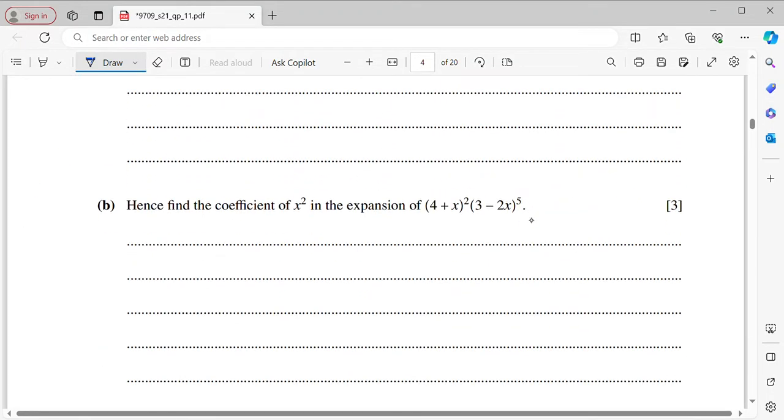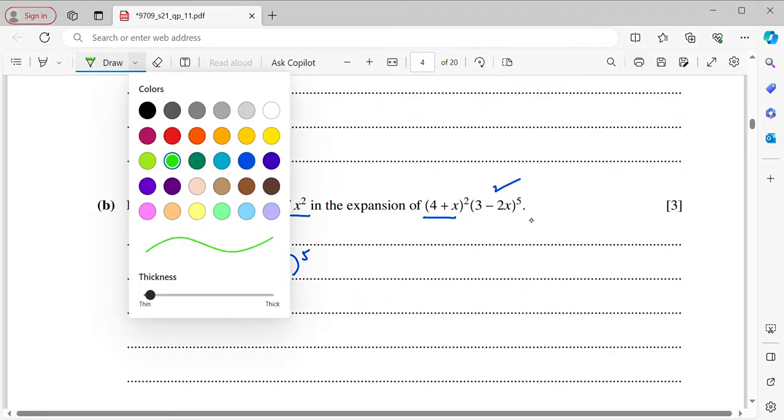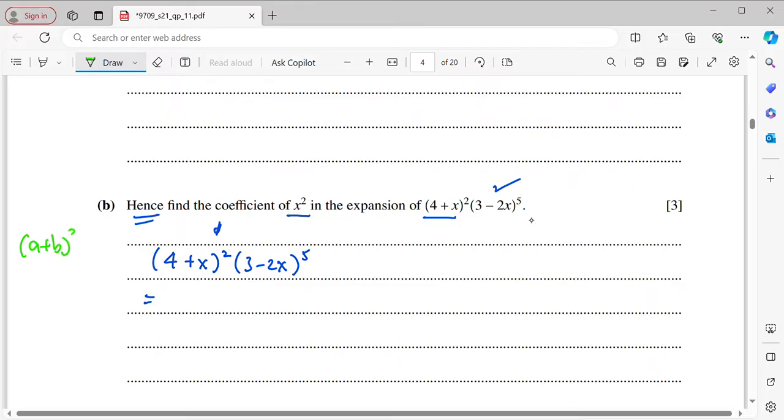Okay, now b, hence. Hence means use the previous answer. Find the coefficient of x squared in the expansion. We have done this expansion just now, so what we do is we just rewrite it first. But at the same time, due to this squared, we also have to expand the first one. So I will expand the first one using the (a plus b) squared formula.